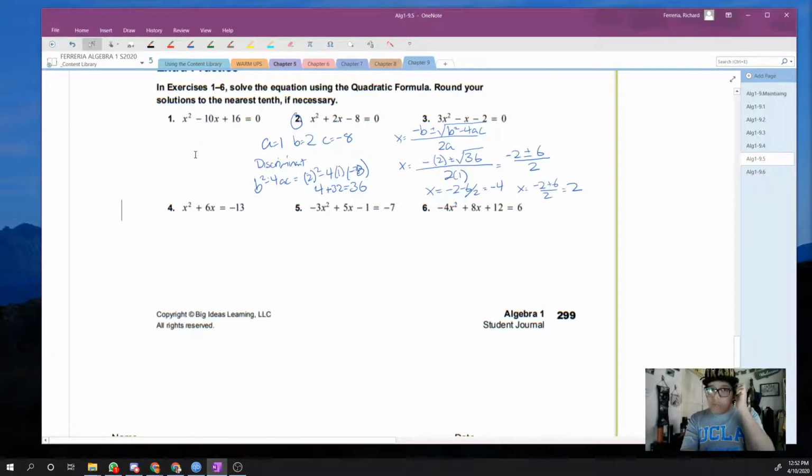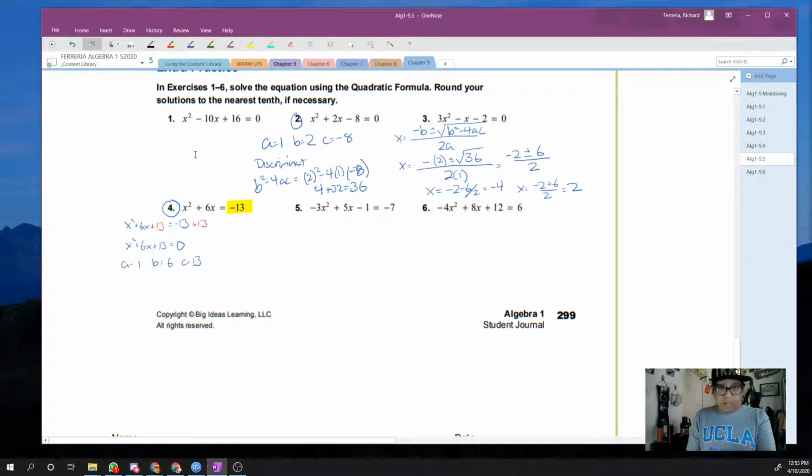Next, I want to take a look at question 4. The reason why I want to do question 4 in particular is you will notice that this is not in standard form. You've got an equation that's equal to negative 13. So in order for us to even begin here, we've got to put this in standard form. You're going to do that by adding 13 to both sides of the equal sign. That gives me x squared plus 6x plus 13 equals 0. Having done that, we're in standard form.